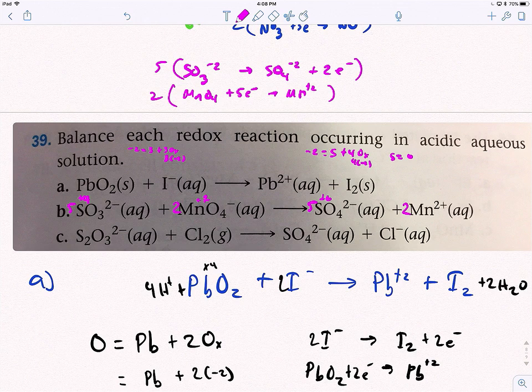So how many oxygens do we have on the left? For SO3 minus 2, there's 5 of them, so 5 times 3 is 15, plus 2 times 4 for the permanganate, so 15 plus 8 is 23. And then 5 times 4 in the sulfate is 20. So we need 3 waters on the right, which means we need 6 acids on the left. And we're done.